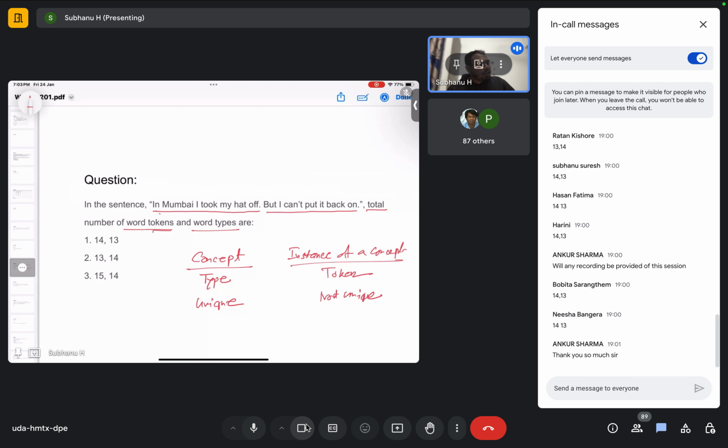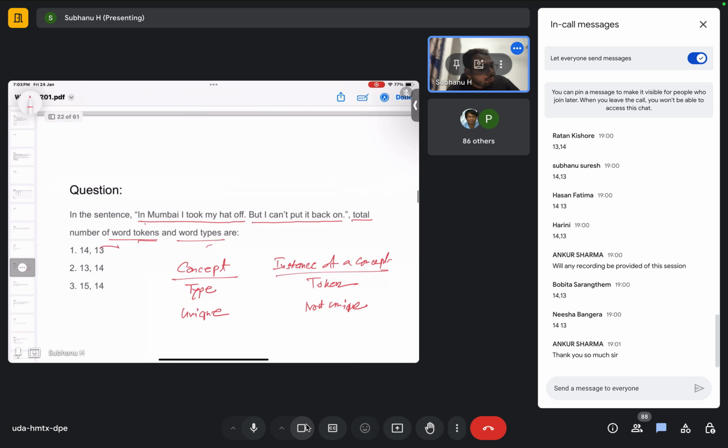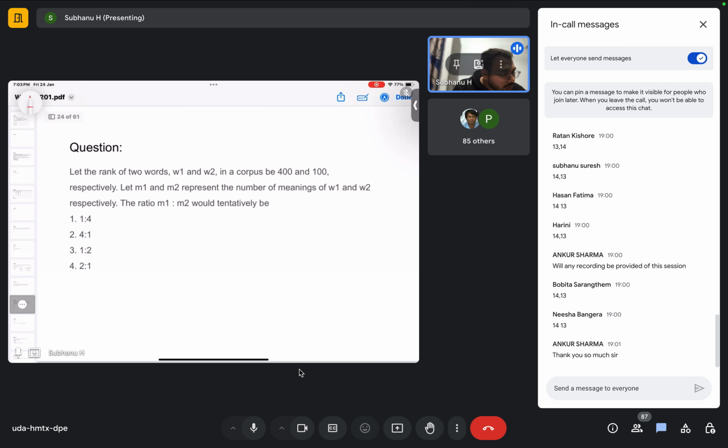So first here I need tokens and then word types. You can see in the solution that the word I is repeated 2 times, so the type count is 1 less than the token count. So this is the type, which means the number of unique words. Here I and I are repeated, so that's why 14 and 13: 13 unique words, and 14 if I include the repeated I. So that's how I have calculated this. Okay, great. So can you please solve it?